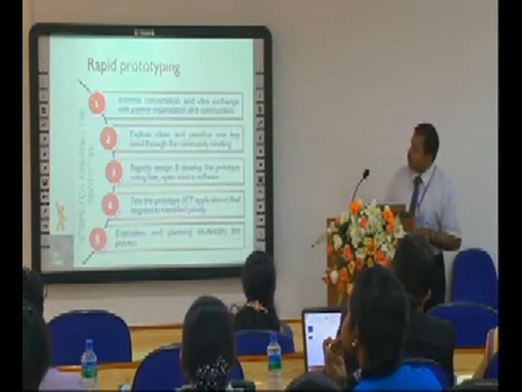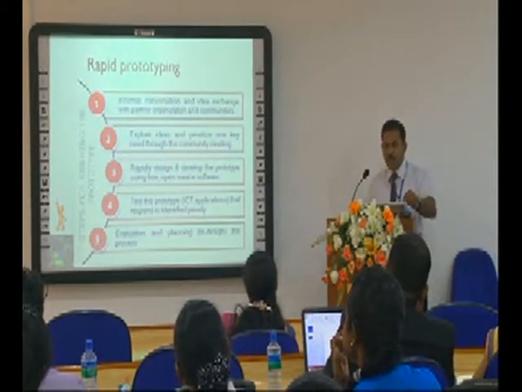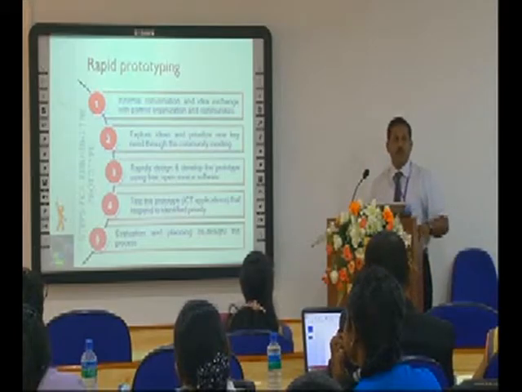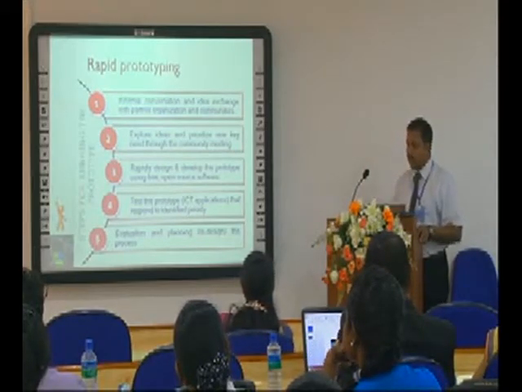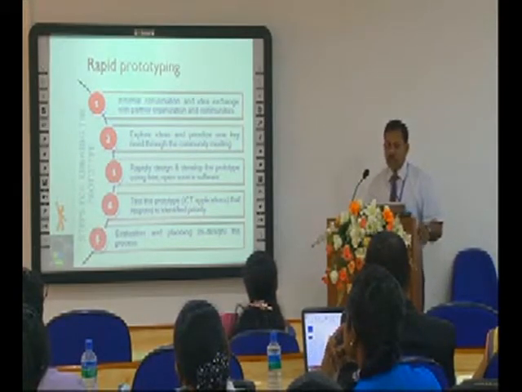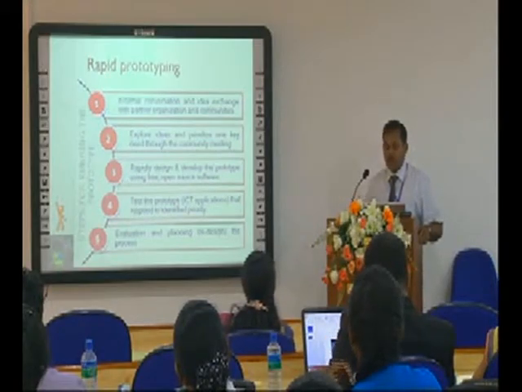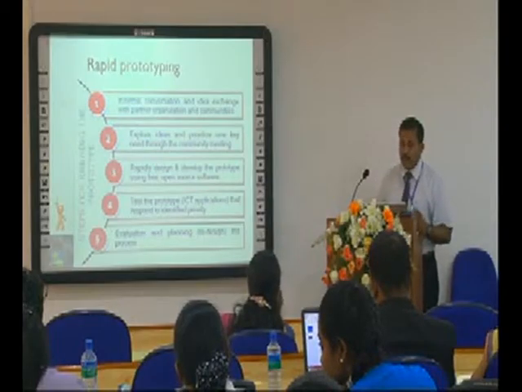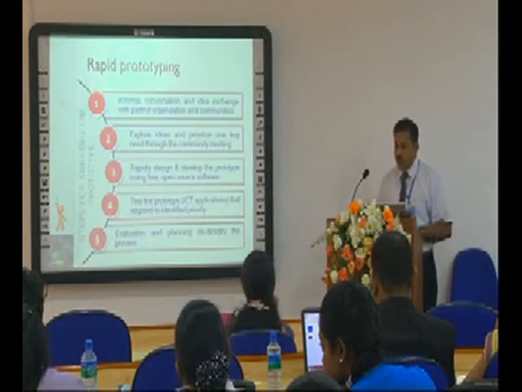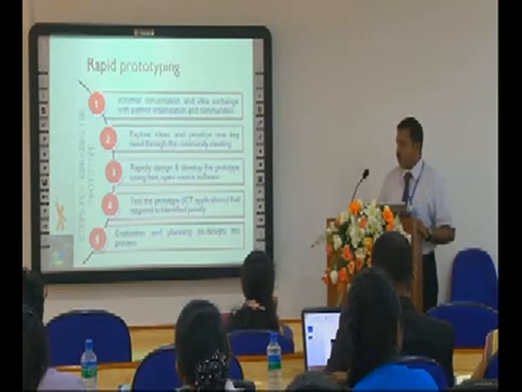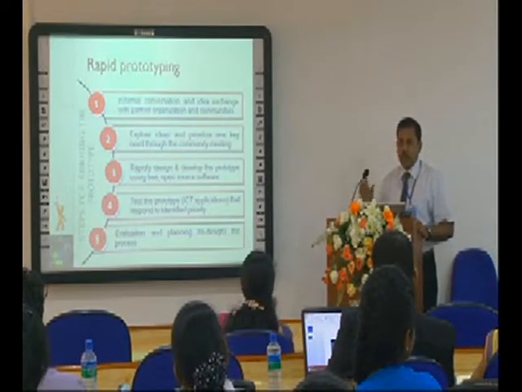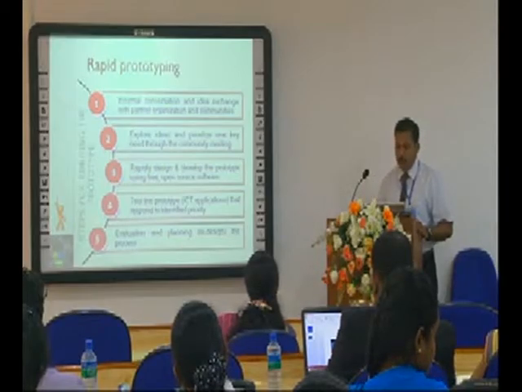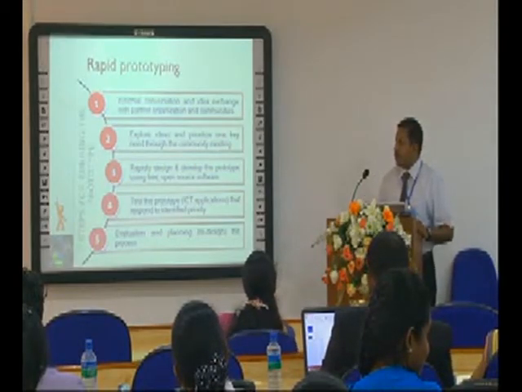This is our rapid prototyping phase. We had informal conversations and idea exchanges with all the partners we identified and their communities. Then we collected a lot of ideas and prioritized one key idea through a community meeting. Then we very quickly designed and developed the prototype using our open source software. After that, we tested the prototype for the identified needs, then evaluated and planned accordingly.